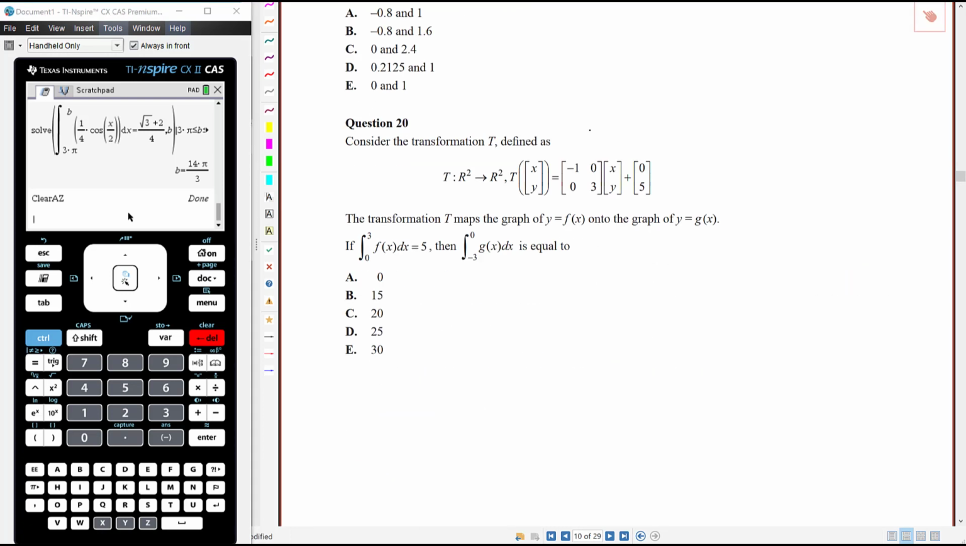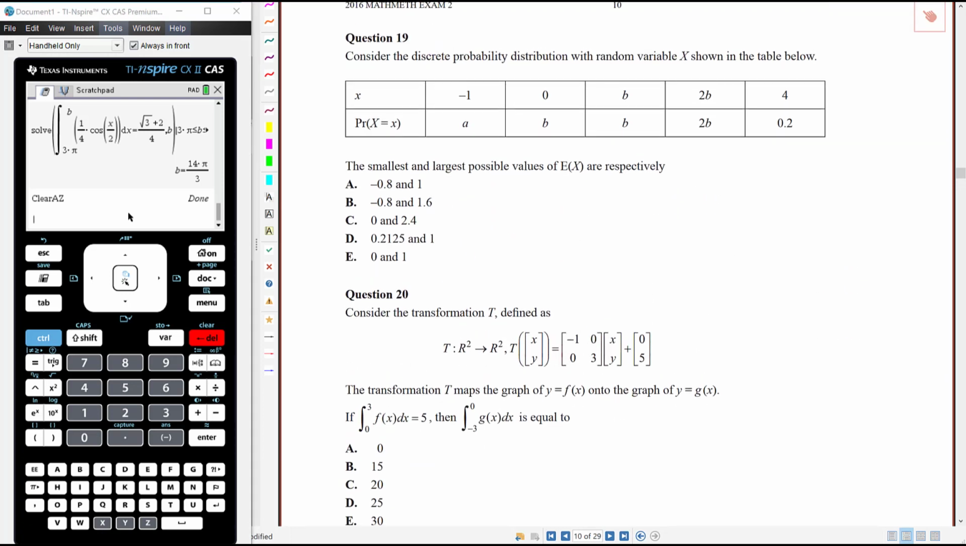Okay, nearly there with multiple choice. Question 19. So again, this is a discrete probability distribution. So for those sitting the exam in 2020, not relevant to your study design. So consider the discrete probability distribution with random variable x shown in the table below. The smallest and largest possible values of the expected value of x are respectively.